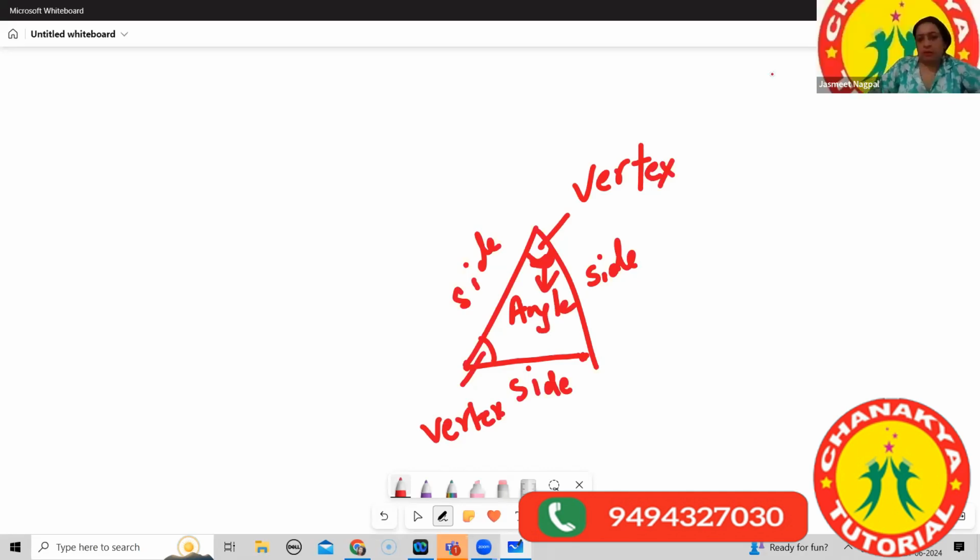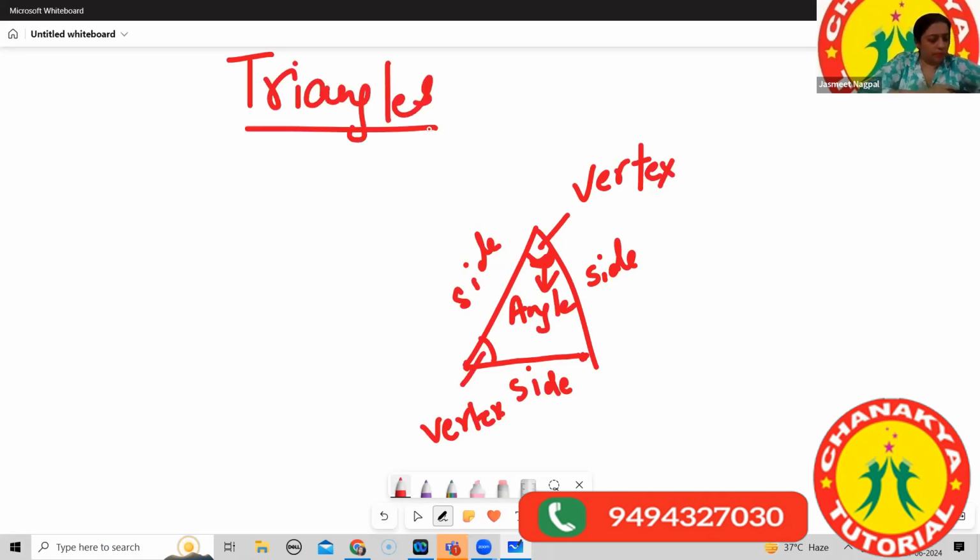So we will learn some properties in triangles. What are the properties of a triangle? There are three types you know very well: scalene, isosceles, equilateral. There are three names of triangles based on the measures of the angles: acute angle, obtuse angle, and right angle. Less than 90 degrees is acute, 90 degrees is right, more than 90 degrees is obtuse.